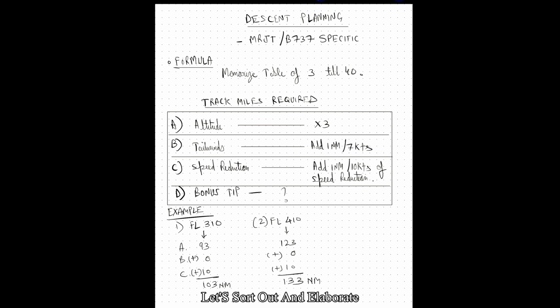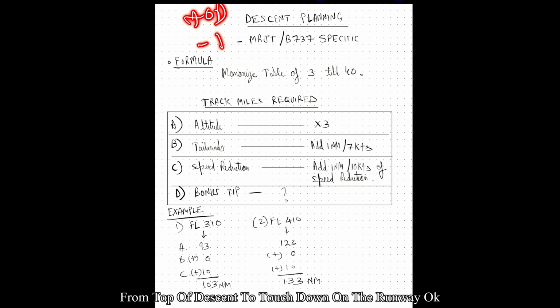Let's sort out and explain the descent planning once and for all. This video is more specific to medium range jet transport and Boeing 737, specific to NG and MAXes. Descent planning is the part of flight where descent starts from top of descent to touchdown on the runway.